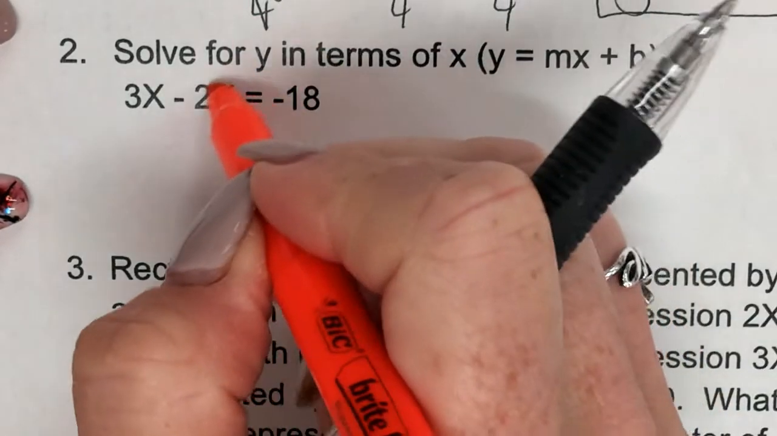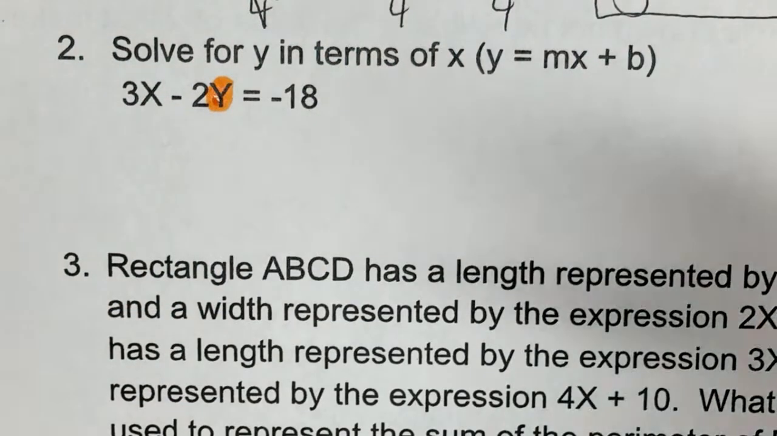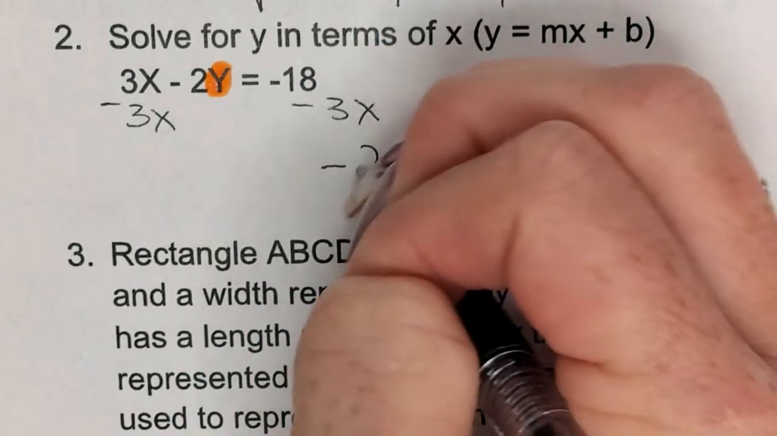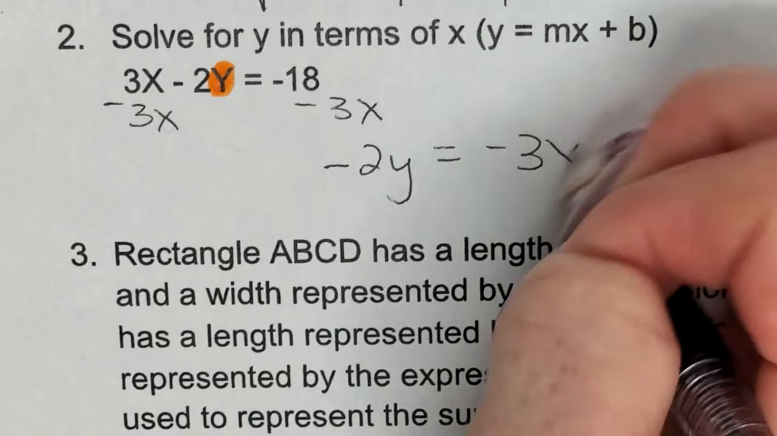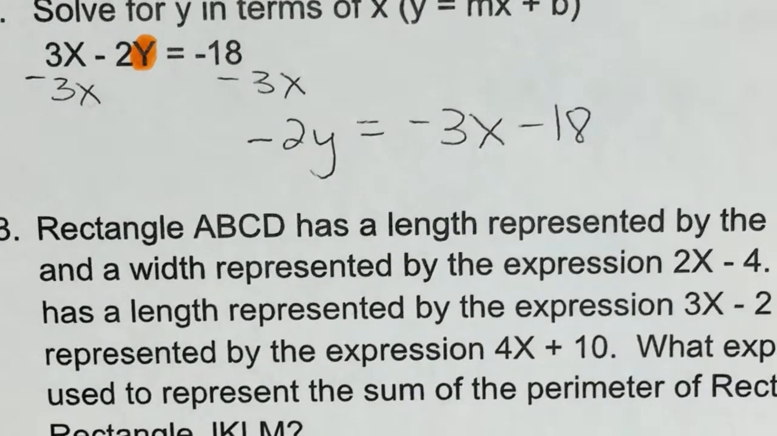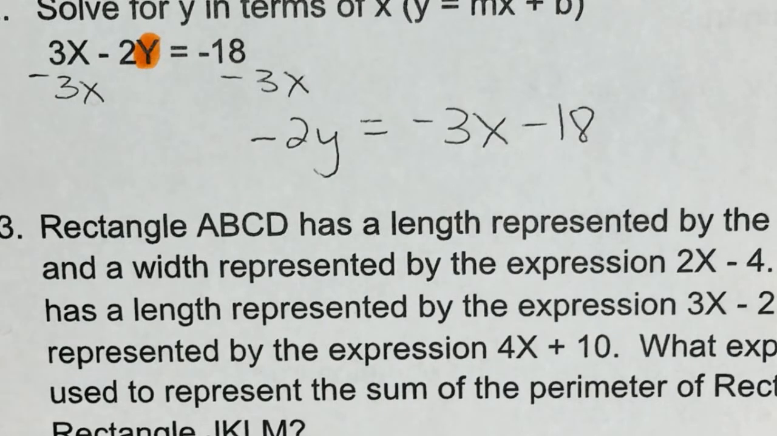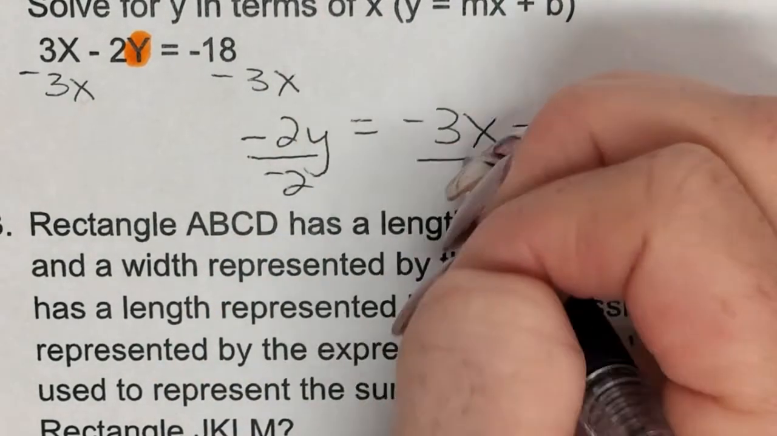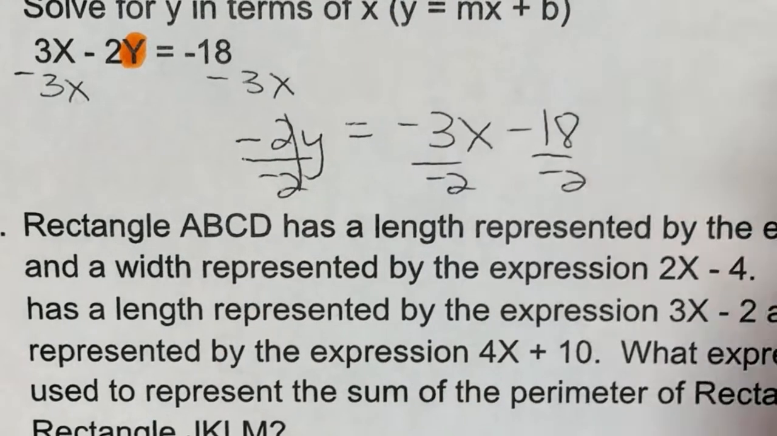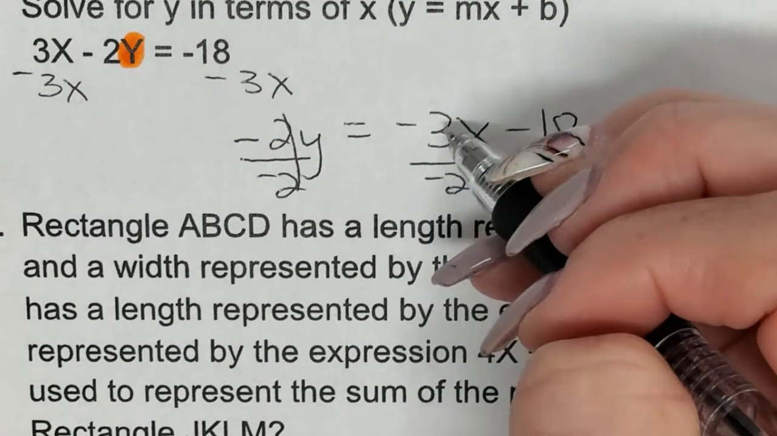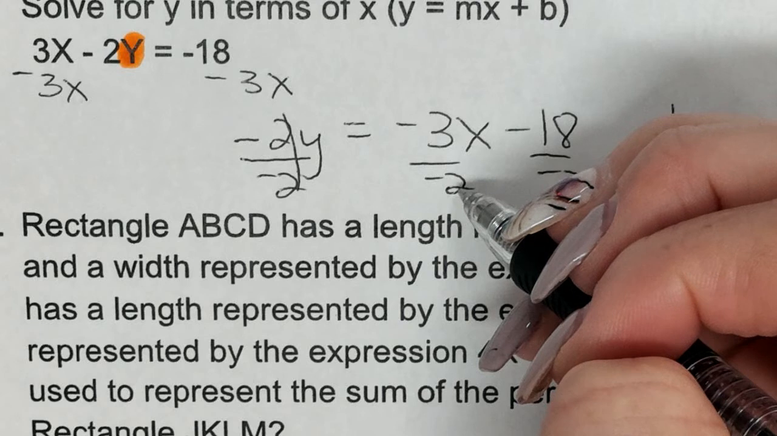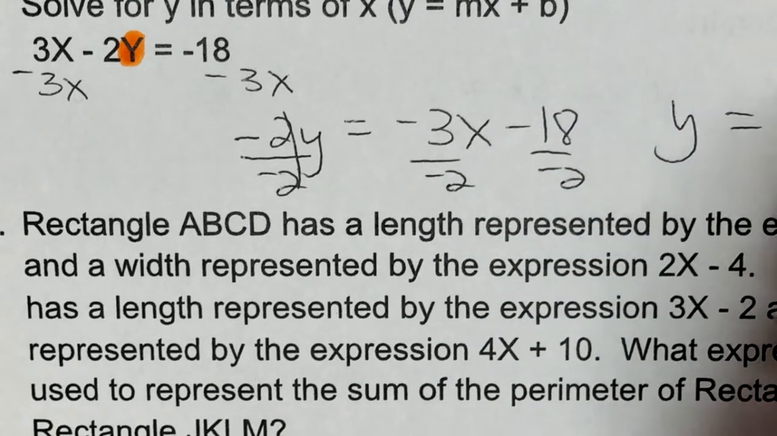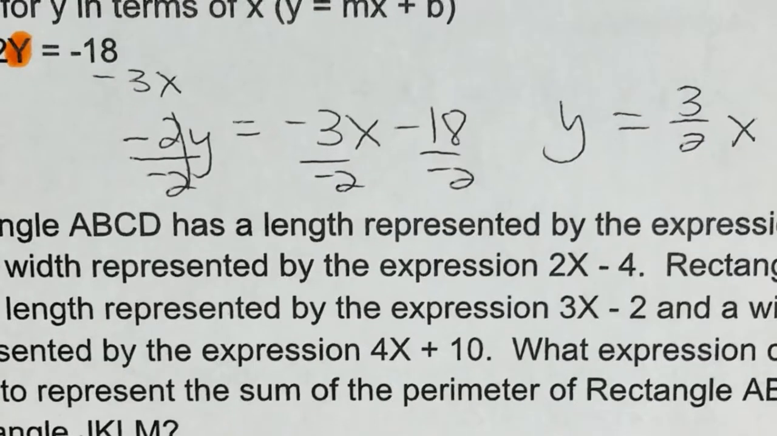I want the y by itself. How do I get rid of the 3x? Minus 3x. So I have negative 2y equals negative 3x minus 18. How do I get rid of the negative 2? Divide everything by negative 2. All right, so I have y equals negative 3 divided by negative 2 is positive 3/2 x, or could I put 1.5x?